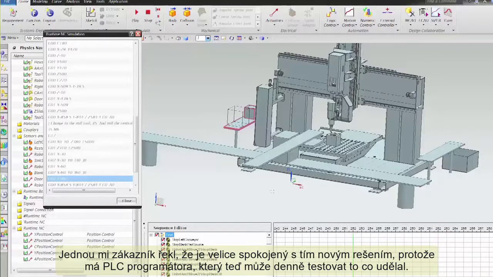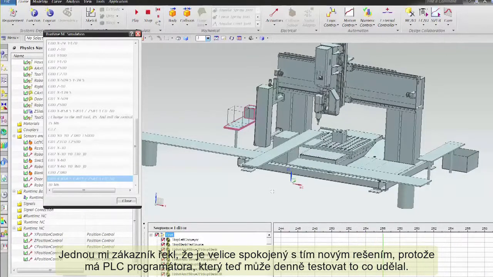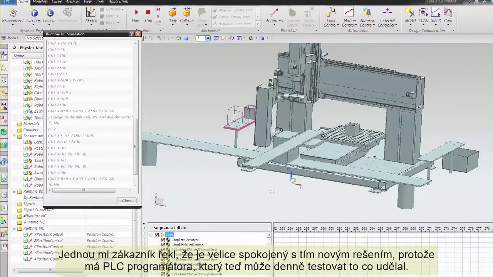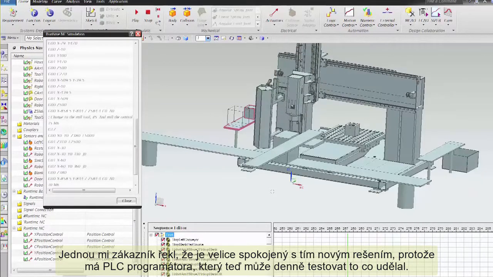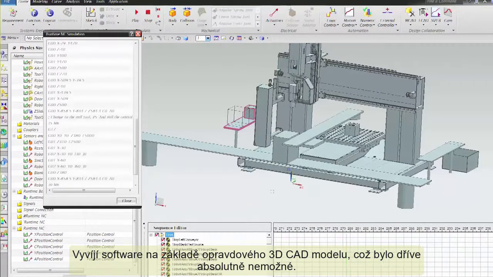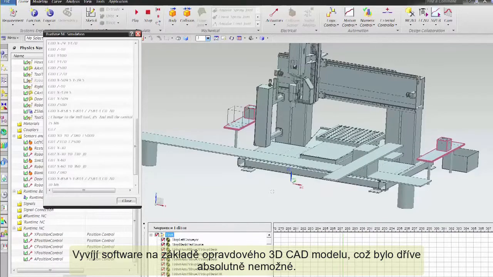One time a customer told me that he's totally happy with this new solution because he, as a PLC programmer, is able now to test on a daily basis what he did to develop his software based on a real detailed model of the machine. That's a thing that he wasn't able to do before.